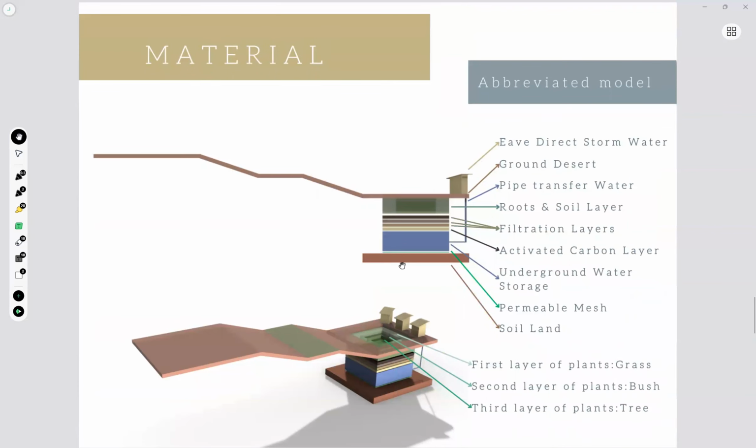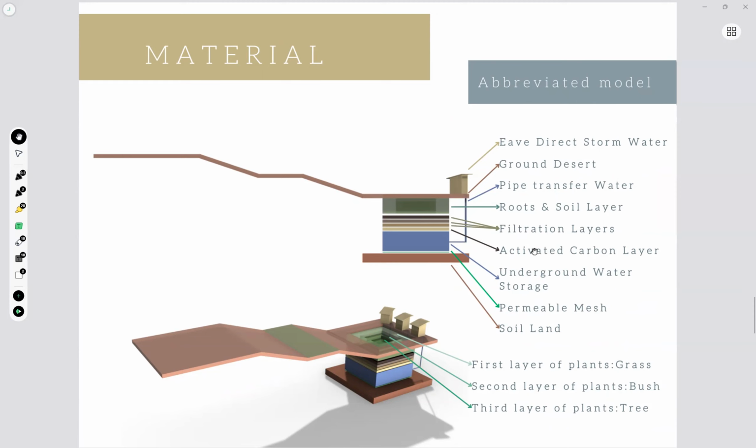Material analysis. This is a very abstract model that I have built based on the spongy idea. At the very top is the residential area and the sandy ground, and we have the plantations whose roots help to hold the soil, and then we have layers of filtration to filter the impurities in the drainage, in the stormwater.